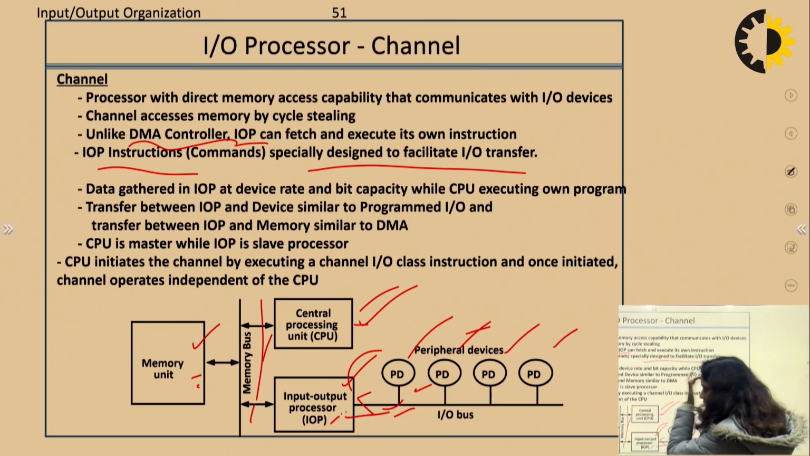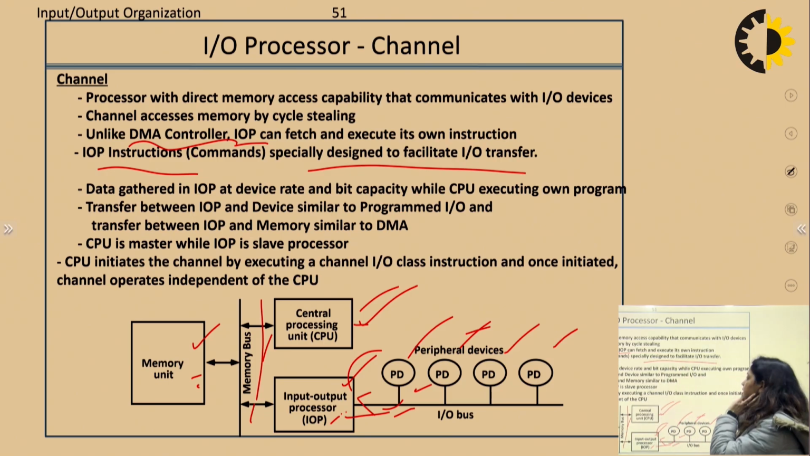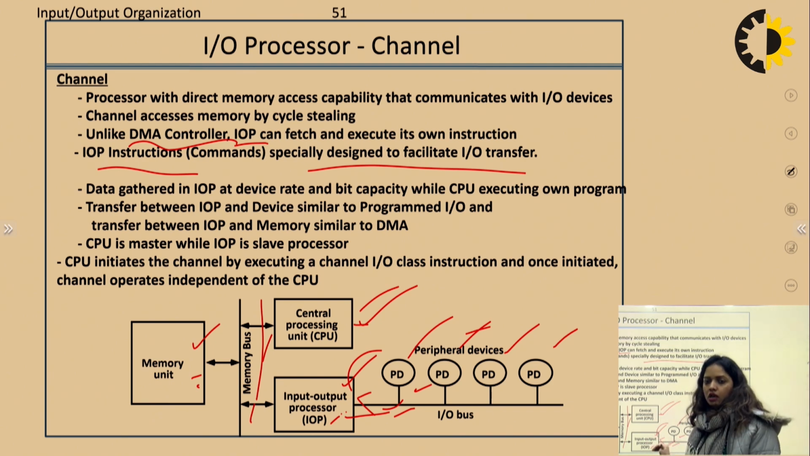Data is gathered in the IOP from the devices, at the device's rate and bit capacity, while the CPU executes its own program, and the transfer between the IOP and the device is similar to programmed input. It is like putting an interface between the CPU and the input-output devices. Then the transfer between the IOP and memory is similar to the DMA controller, but we are just replacing that controller with a microprocessor. That is the only difference.